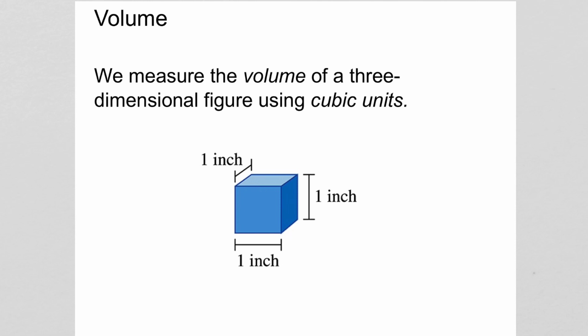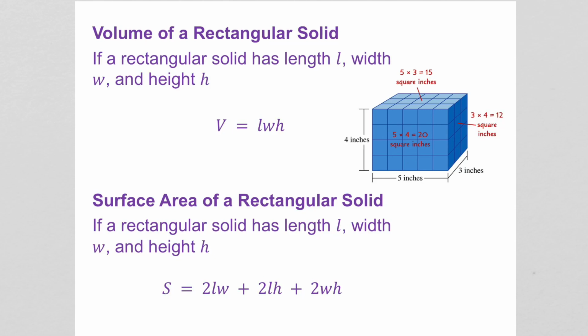So it's everything that's inside of this cube. To find the volume of a rectangular solid, you do length times width times height. So in this picture, it would be 5 inches times 3 inches times 4 inches.